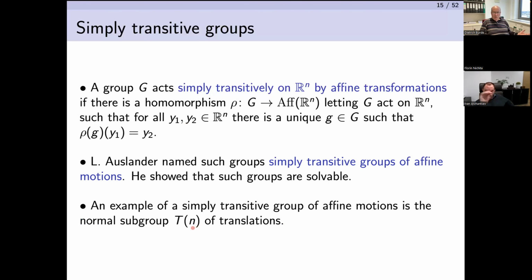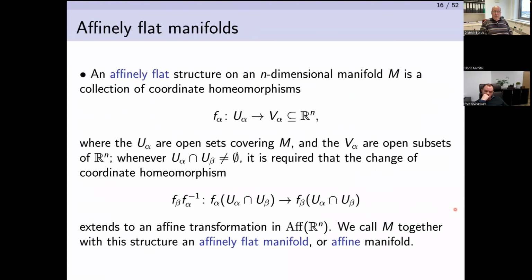We have this normal subgroup T_n of translations. If you want an easy example, that is the case. And next, what are affine manifolds or affinely flat manifolds? This definition is a bit technical, so I just copied it from Milnor's paper, so that you have an idea of how he wrote it. The coordinate changes extend to affine transformations in this group. If you can find such an atlas where the coordinate changes satisfy this, the manifold is called an affinely flat manifold, or for short, just an affine manifold.